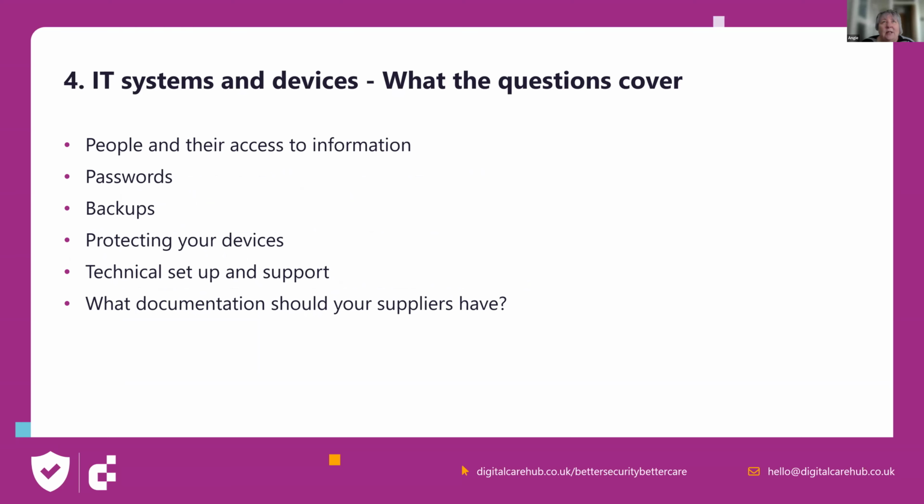And if we go on to the next one, IT systems and devices, the questions here. There are 18 questions in this section, and 6 main areas: people, passwords, backups, and protecting your equipment, including a bring your own device policy. If people use their own smartphones or their own laptops, then you need to have a bring your own device policy. Then technical setup and support: do all devices have antivirus and anti-spyware software and up-to-date operating systems, and IT supplier documentation. Okay, and if we move on to the next one.